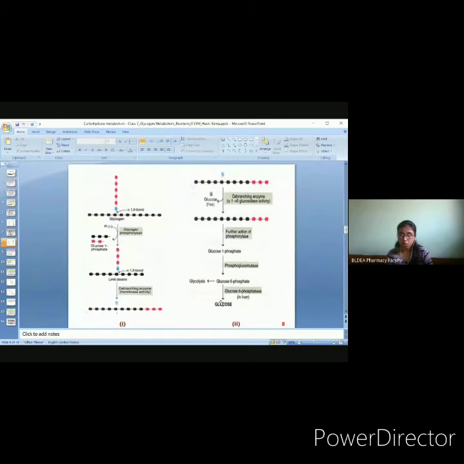How many glucose molecules are formed? This is a fragment of glycogen, right? Now from this glycogen, you can see there are 12 glucose residues here. These 12 glucose residues will form 12 glucose molecules, including this branched chain, so totally 13. So it is just a fragment.